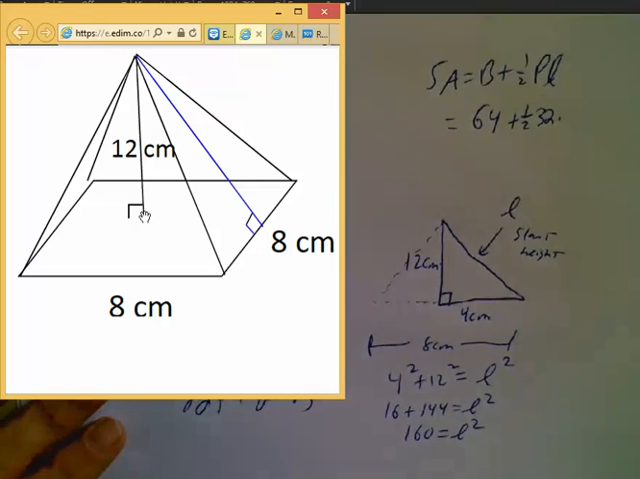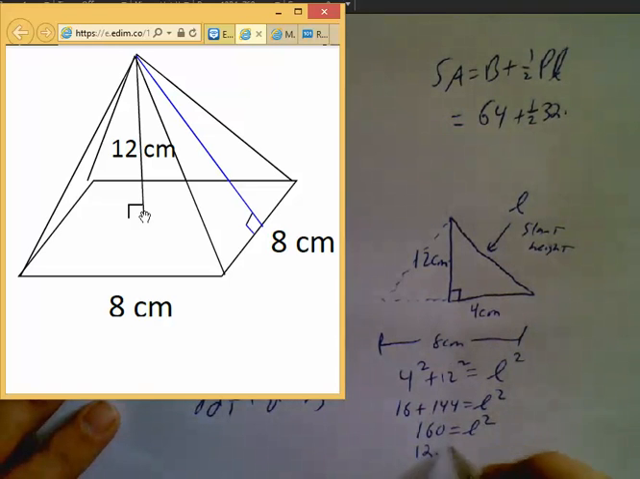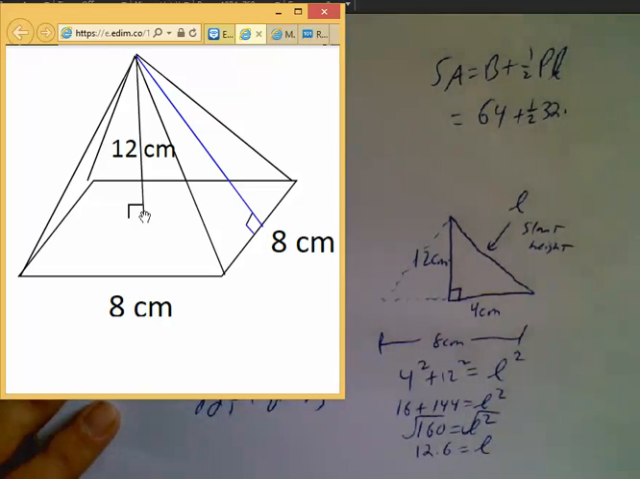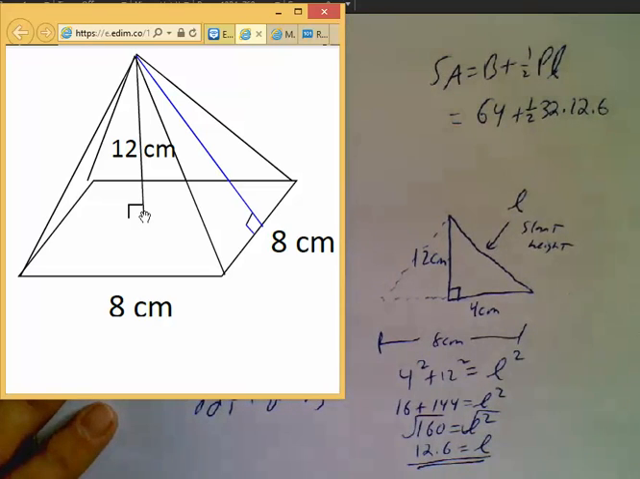That's not a perfect square, nor do you need simplest radical form for something like this. You can just go right to the calculator. I think it was around 12 and a half, almost like 12.6 when you take the square root of both sides. And now you know what the slant height is, and it can go right here. So sometimes it takes a little extra work. Okay, it didn't on the first one, but it did for this one.